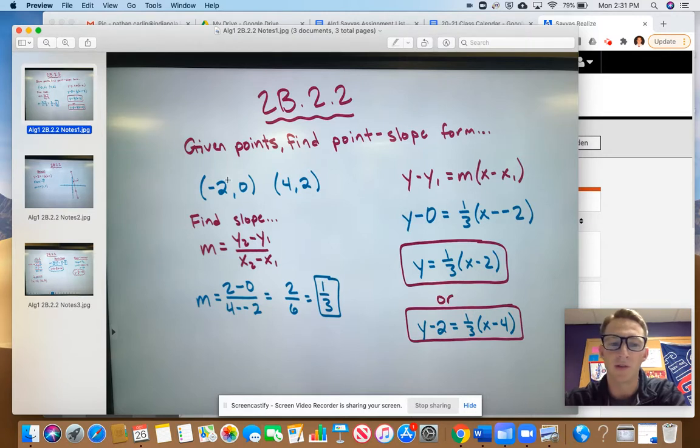I'm going to write both answers for you. Let's say we choose this first point. We have y minus 0, because that's our y1, equals slope times x minus x1, which is negative 2. So y minus 0 is just y equals 1/3 times x. That should be a plus 2, sorry. I'll fix that on the notes for Power School. Or using the second point, y minus 2 equals slope times x minus 4.